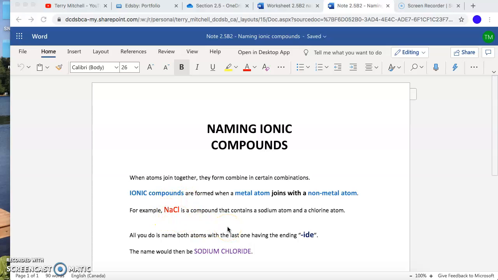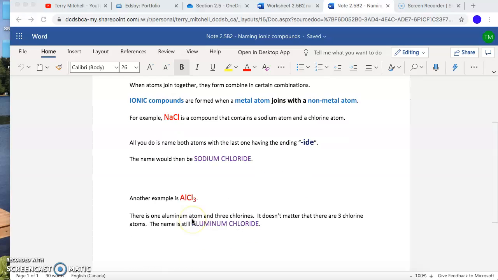So in order to name these is really simple. You always state the metal first, so sodium, and then you take the non-metal and you change its ending to IDE. So instead of chlorine, you say chloride. So this here is just sodium chloride.